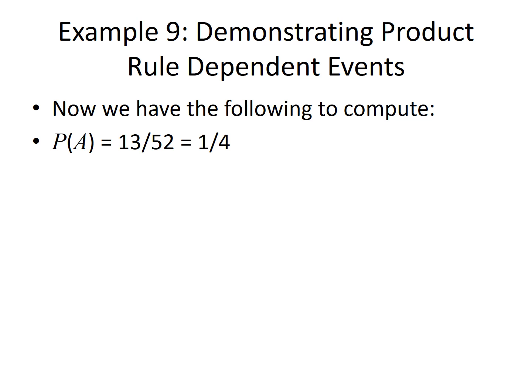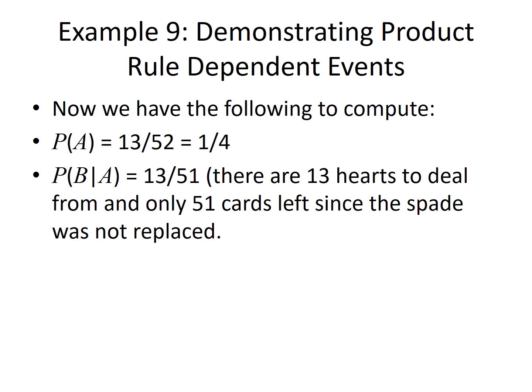The probability of A, the probability of getting a spade on the first card being dealt, is 13 out of 52, or 1 out of 4. And that makes sense because there are only 4 suits in a standard card deck. But the probability of B given A is equal to 13 out of 51. There are 13 hearts to deal from, but now there are only 51 cards left, since the spade was not replaced.